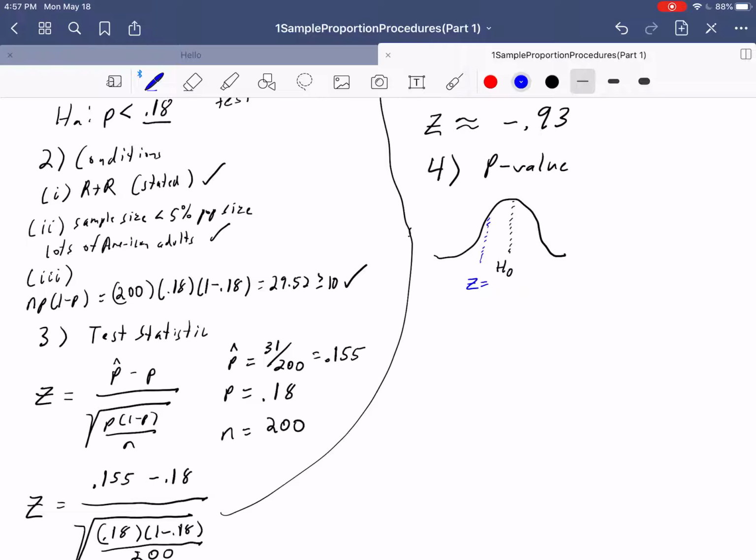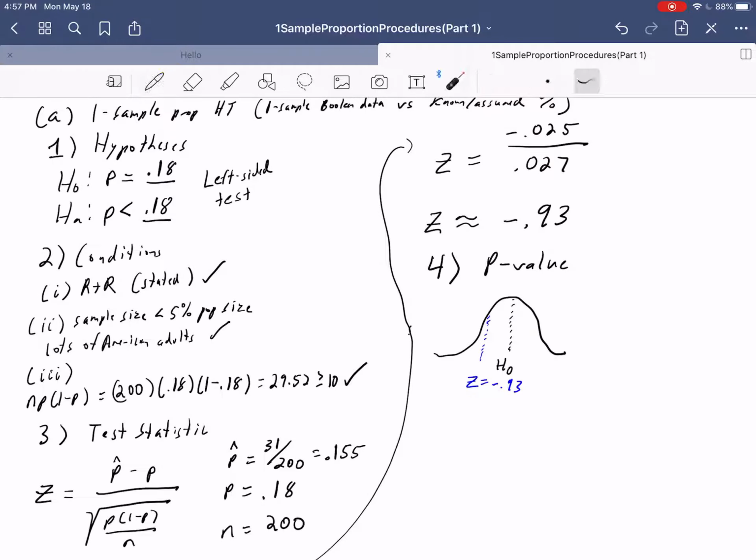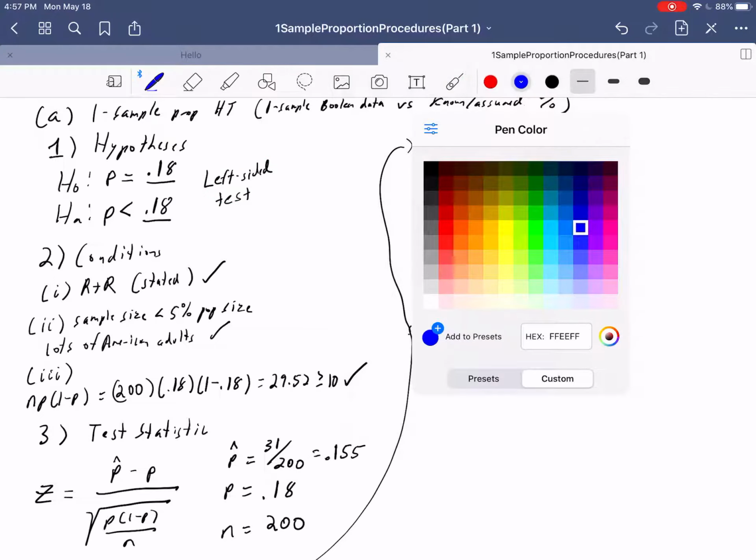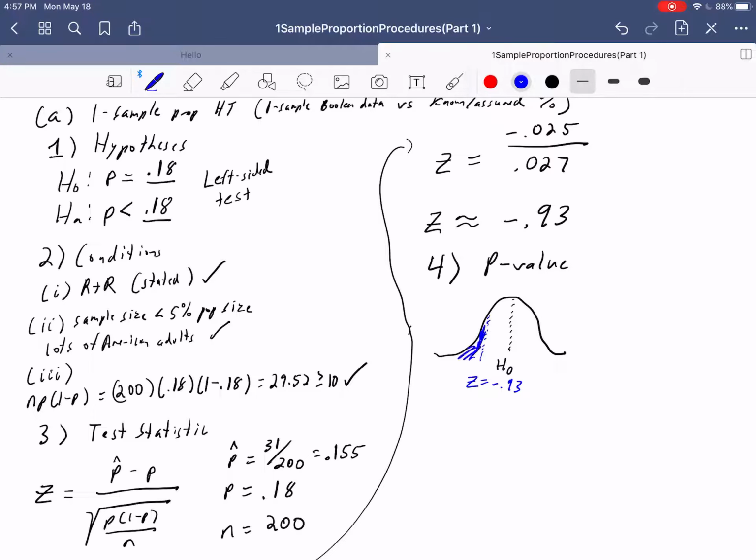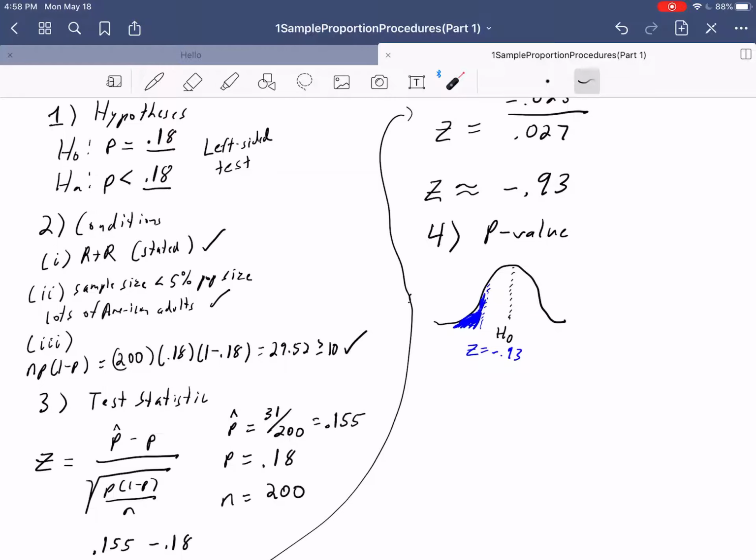Z equals negative 0.93. Now, we are doing a left-sided test, so what we're going to be doing is shading in all this stuff over here to the left, and that right there, whatever that area is, that is our p-value. So our p-value corresponds to the probability that we would get results as or more extreme, assuming that null hypothesis is true. So it corresponds to that area there. So we can get that by looking that up on table A.